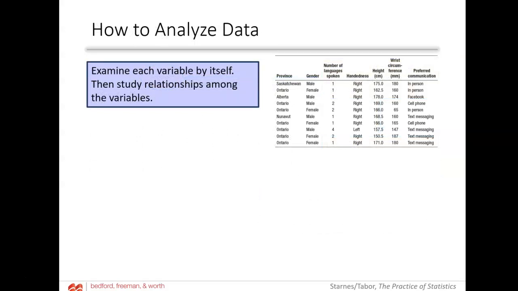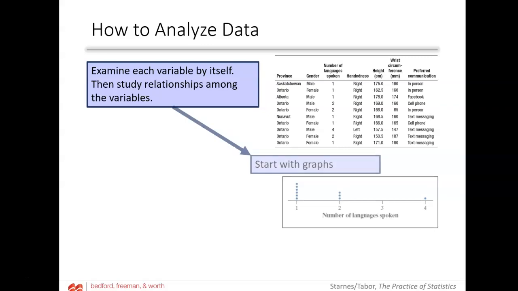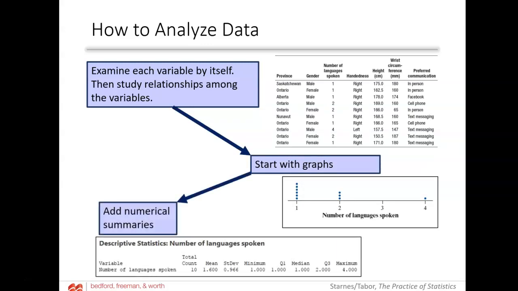All right, let's talk about how we examine each variable by itself, and then study relationships among the variables. What we just saw with the dot plot and the bar chart were one-variable distributions. We could analyze just that variable alone. But here it's saying to look at the relationships between the different variables. So it says start with graphs, like that dot plot, and then add numerical summaries.